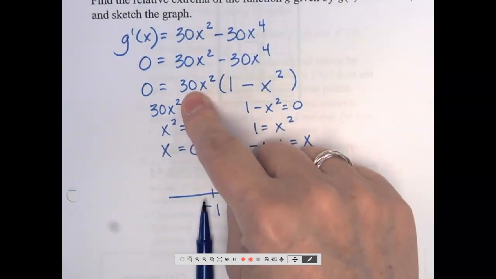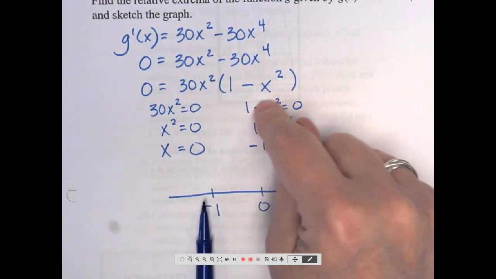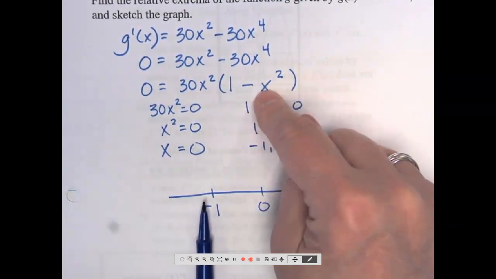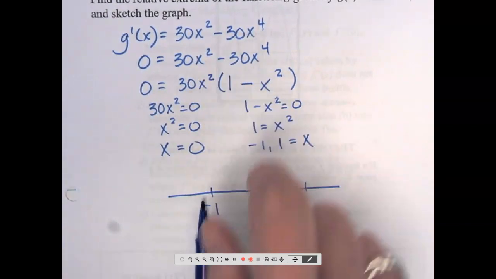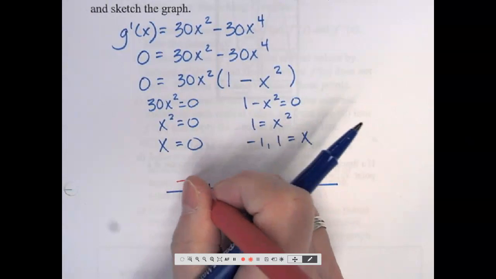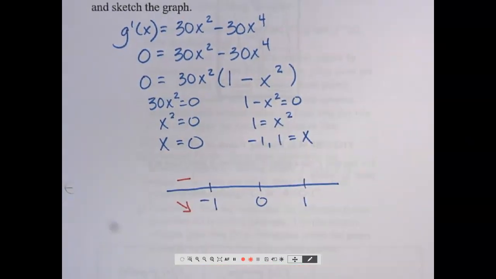This would be positive, but this would end up being negative, wouldn't it? Because if I square negative 2, that's 4, but 1 minus 4 is a negative, and then times a positive. So I do end up with a negative, which tells me my graph is decreasing.